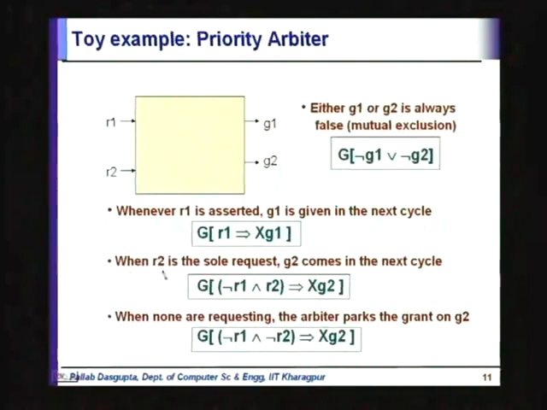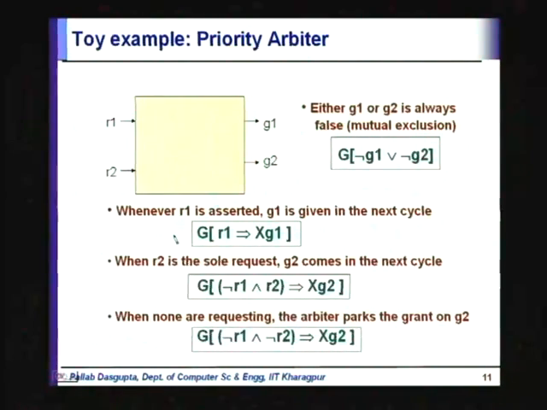Third property, when R2 is the sole request, G2 comes in the next cycle. Now, R2 is the sole request means what? Which means R2 is high, but R1 is low. So, always R2 and not R1 implies next G2.